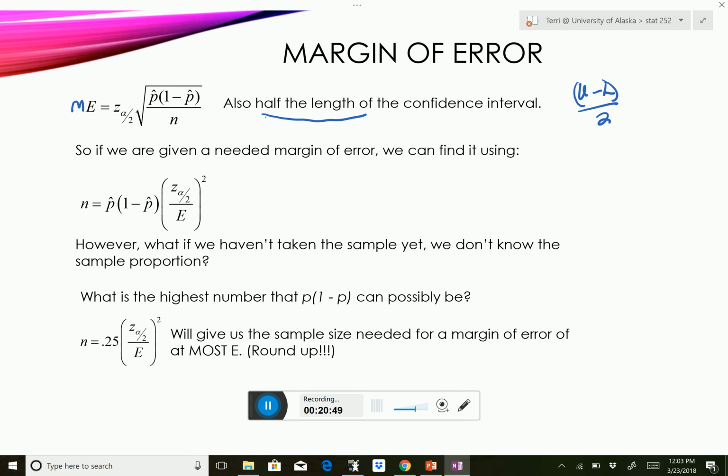So if we are given, so now let's say that we are given a needed margin of error, and we need to find a sample size. I said it. We need to find a sample size.